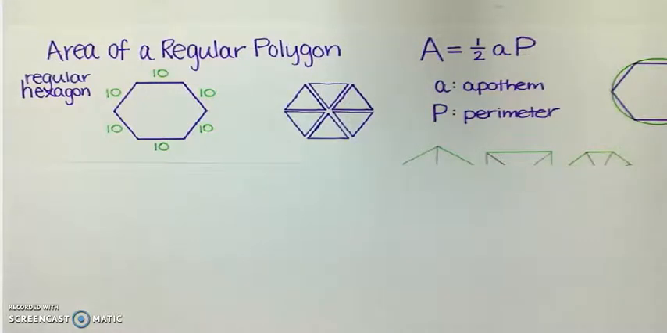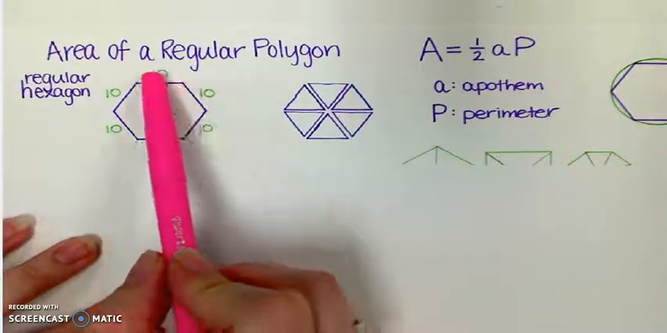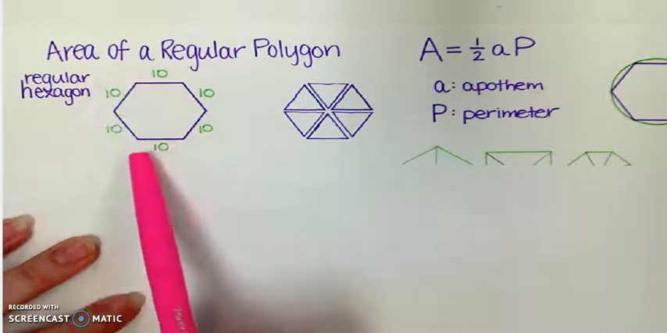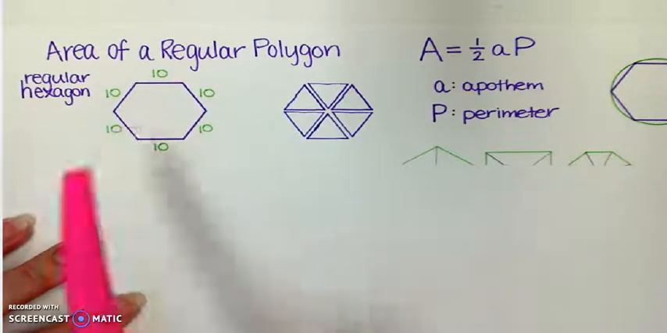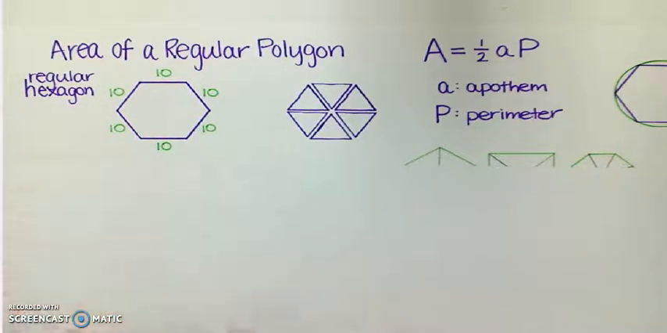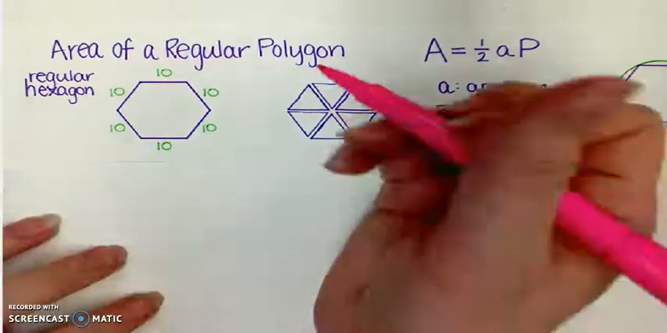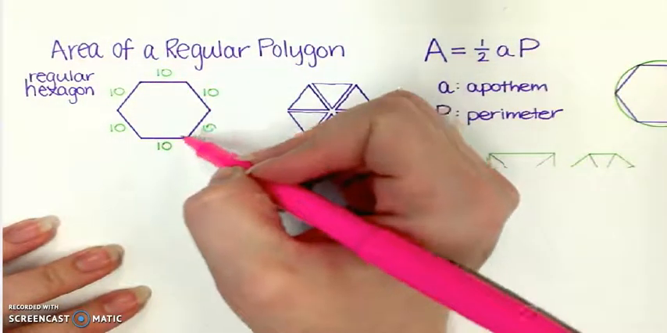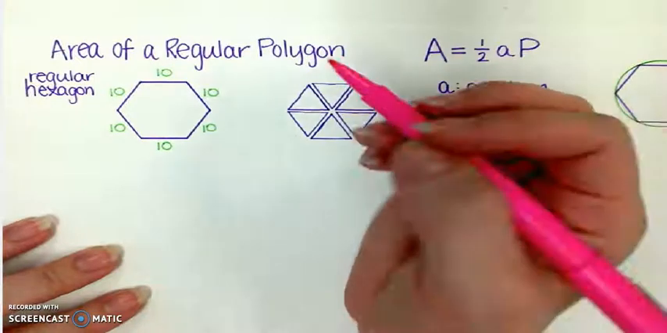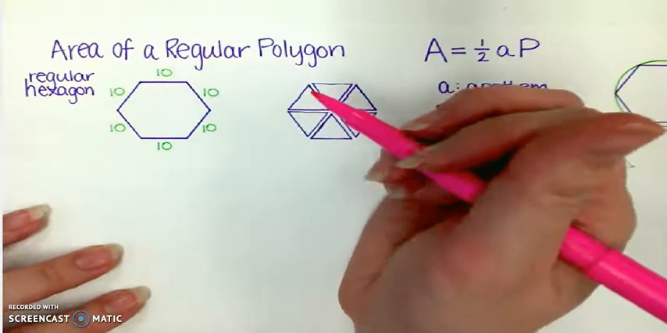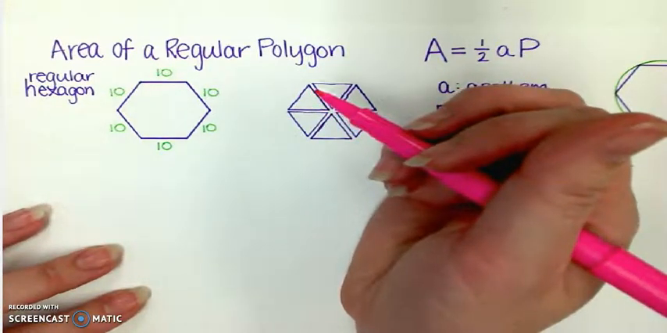I'm just going to give you a quick overview of how to find the area of a regular polygon. Remember, regular polygons are polygons that have all congruent sides and all congruent angles. And so I've got an example that has a hexagon on here, and I've made it so that all of the sides are 10, we'll say 10 centimeters.